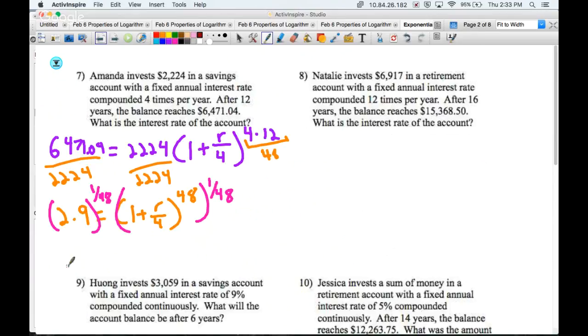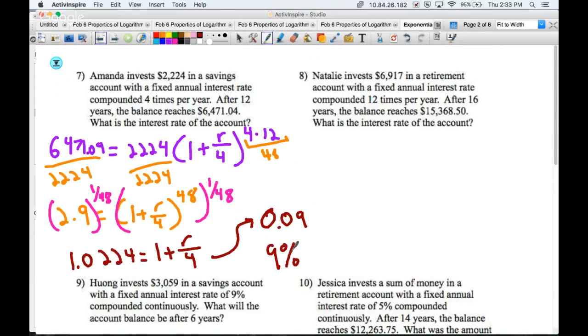On this side here, 2.9 to the power, and keep that 1 over 48 in parentheses. We get 1.0224 equals 1 plus the rate over 4. Subtract 1 from both sides, multiply both sides by 4. And we get just under 9%. I'm going to guess that I just want to round that up to 0.09 or 9%. Yeah, I got 0.0897.